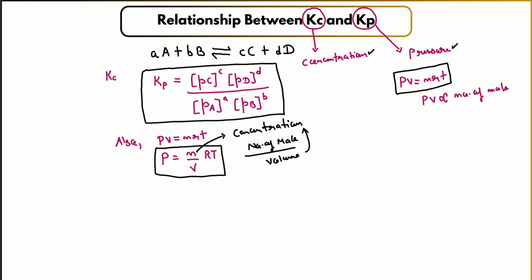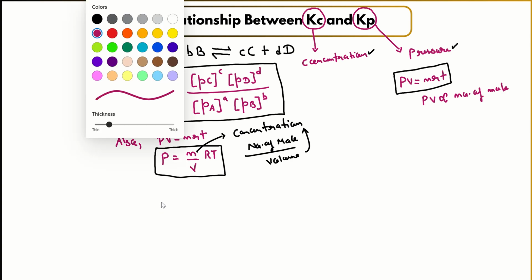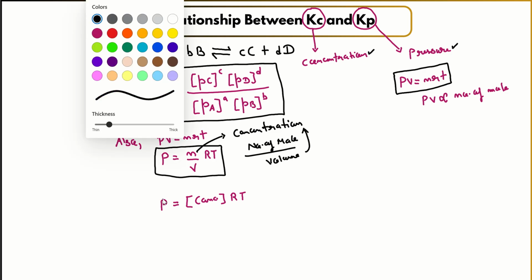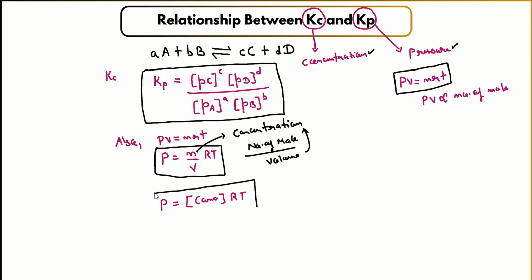So I can change this equation now, and instead of P is equal to n by V into RT, I can write concentration into RT. In short, I am writing down conc, concentration into RT. So now as you can see, we have got that pressure can be denoted as concentration into RT.